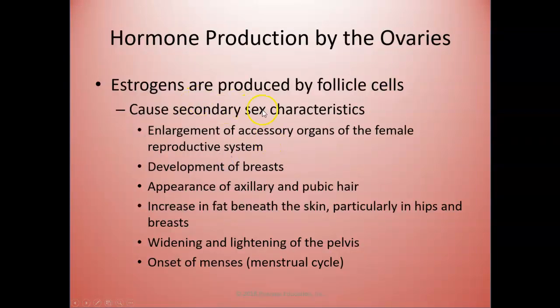Okay, so hormones are produced by the follicle cells, and they cause the secondary sexual characteristics: enlargement of breasts, the appearance of axillary and pubic hair. Axillary is armpit hair, if you remember. Also an increase in fat beneath the skin, particularly in the hips and breast, a widening and a lightening of the pelvis, and the onset of menses, or the menstrual cycle.